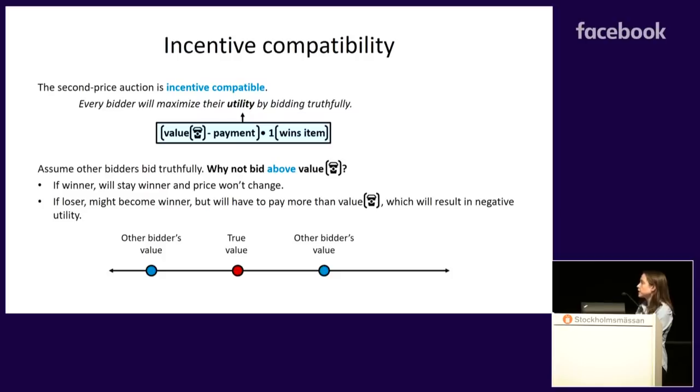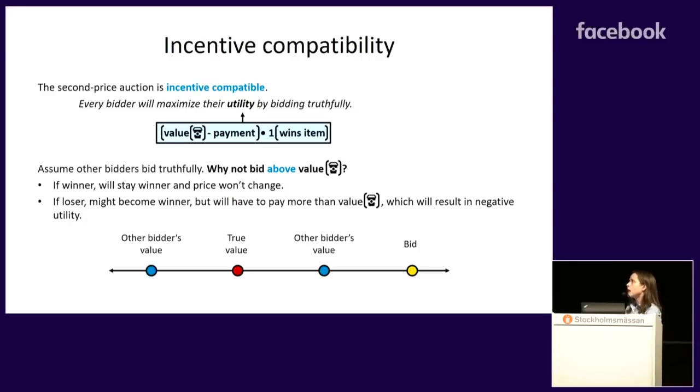And what if I'm the loser, so my value falls below some other bidder's value? Why wouldn't I want to raise my bid in this case? Well, I might become the winner if I raise my bid to the highest bid, but I've raised my bid so far that I'm going to be paying something that's higher than my true value. So I'm going to walk away with negative utility. So I don't want to raise my bid in this scenario either.